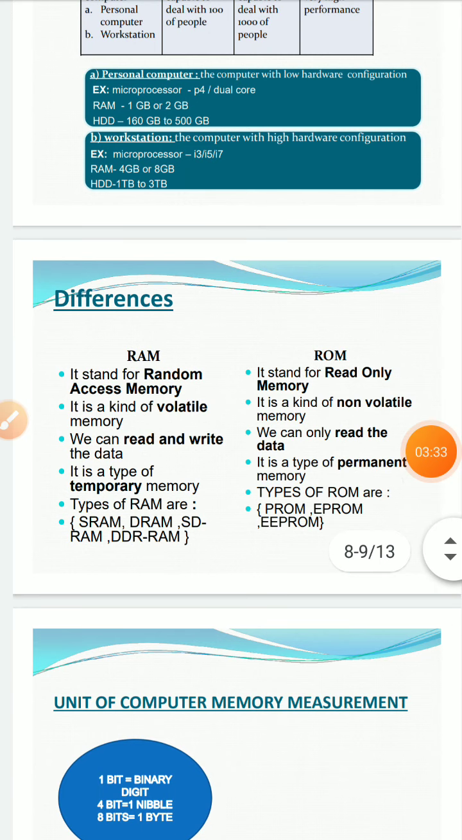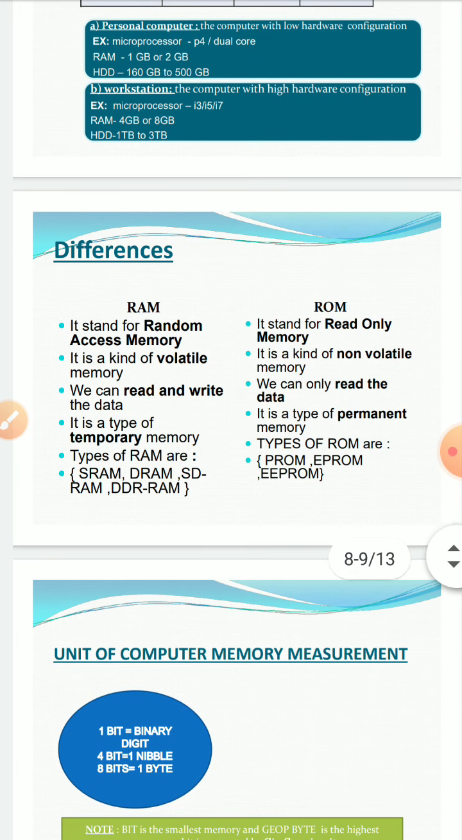Now we will discuss the differences between RAM and ROM. We all know RAM stands for random access memory, ROM stands for read only memory. RAM is a kind of volatile memory while ROM is a kind of non-volatile memory. In RAM we can read and write the data, but in ROM we can read the data only. RAM is a type of temporary memory. ROM is a type of permanent memory.